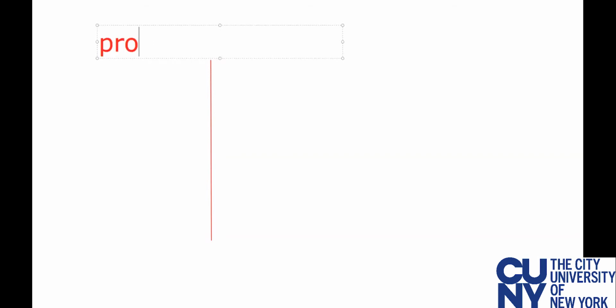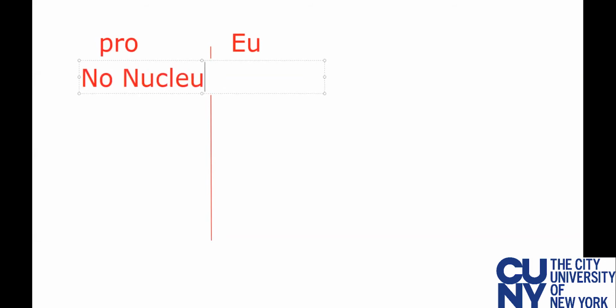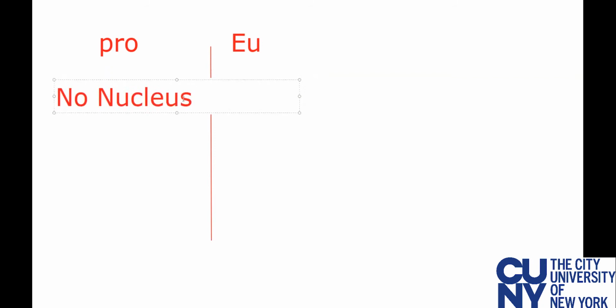Okay. So, the difference between prokaryotes and eukaryotes. One of the main differences is that prokaryotes have no nucleus, no nucleus in the prokaryotes, and in eukaryotes, a eukaryotic cell has a nucleus.